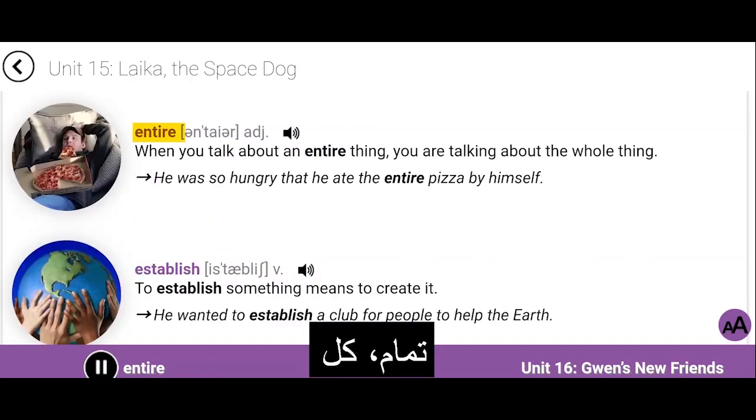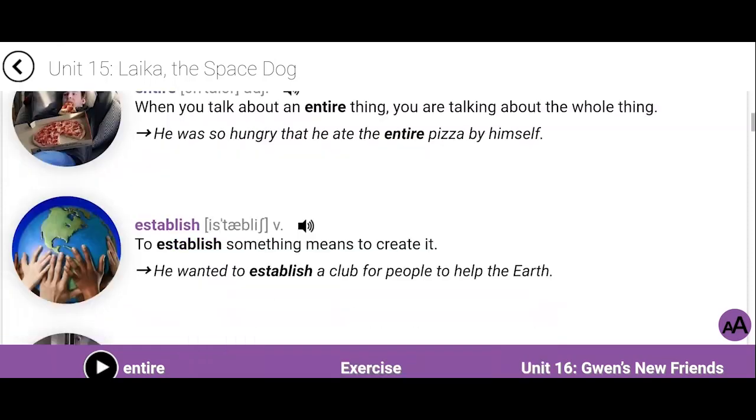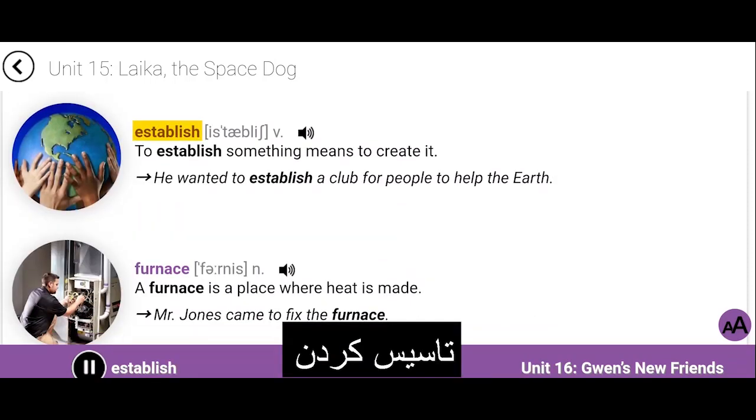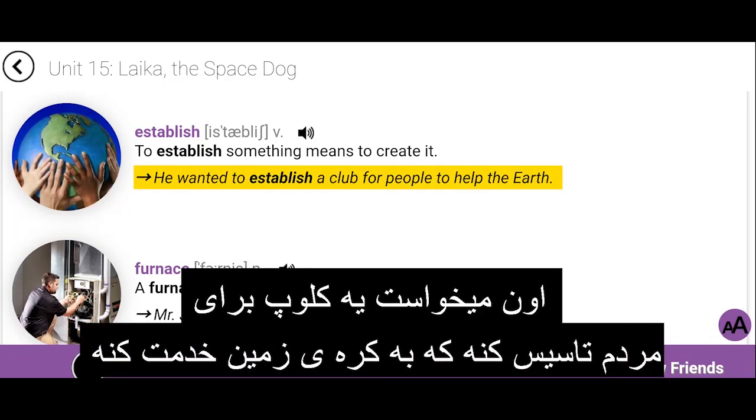Entire. When you talk about an entire thing, you are talking about the whole thing. He was so hungry that he ate the entire pizza by himself. Establish. To establish something means to create it. He wanted to establish a club for people to help the earth.